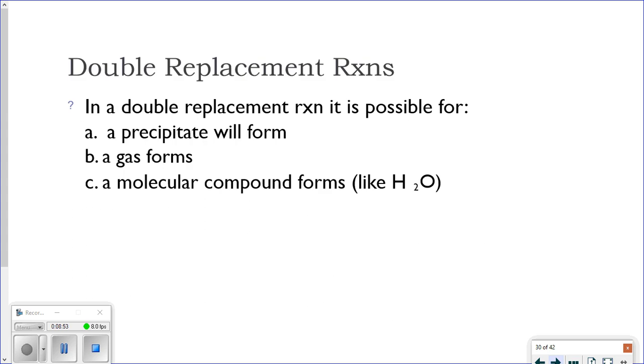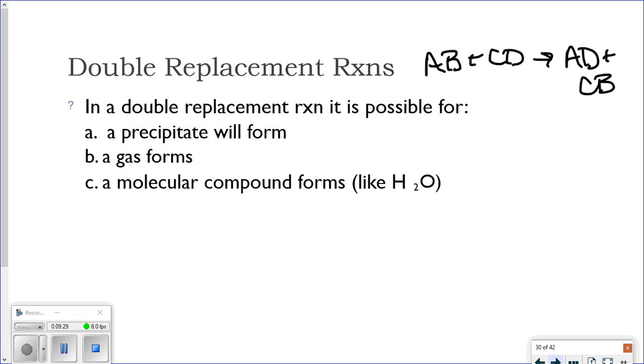So let's look at double replacement reactions. Double replacement reactions, you had the basic formula of AB plus CD produces AD plus CB. So remember we said our metal ions are switching places. In a double replacement reaction, you might end up with a precipitate. Remember from Unit 1, these are solids that form during reactions.